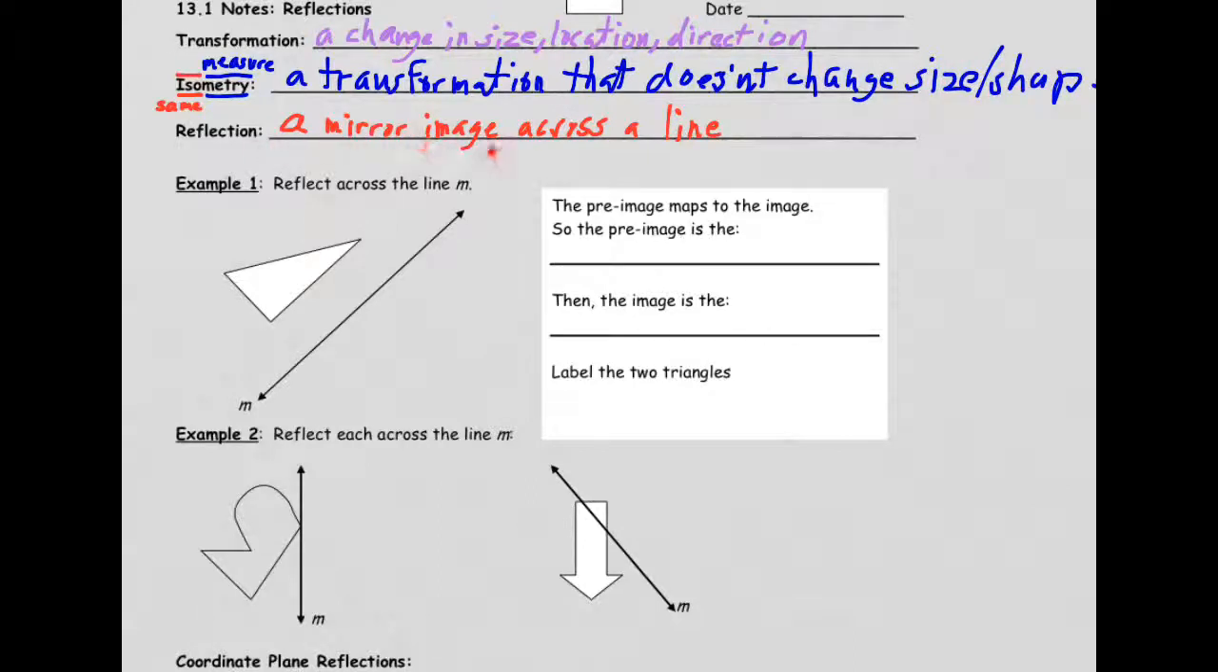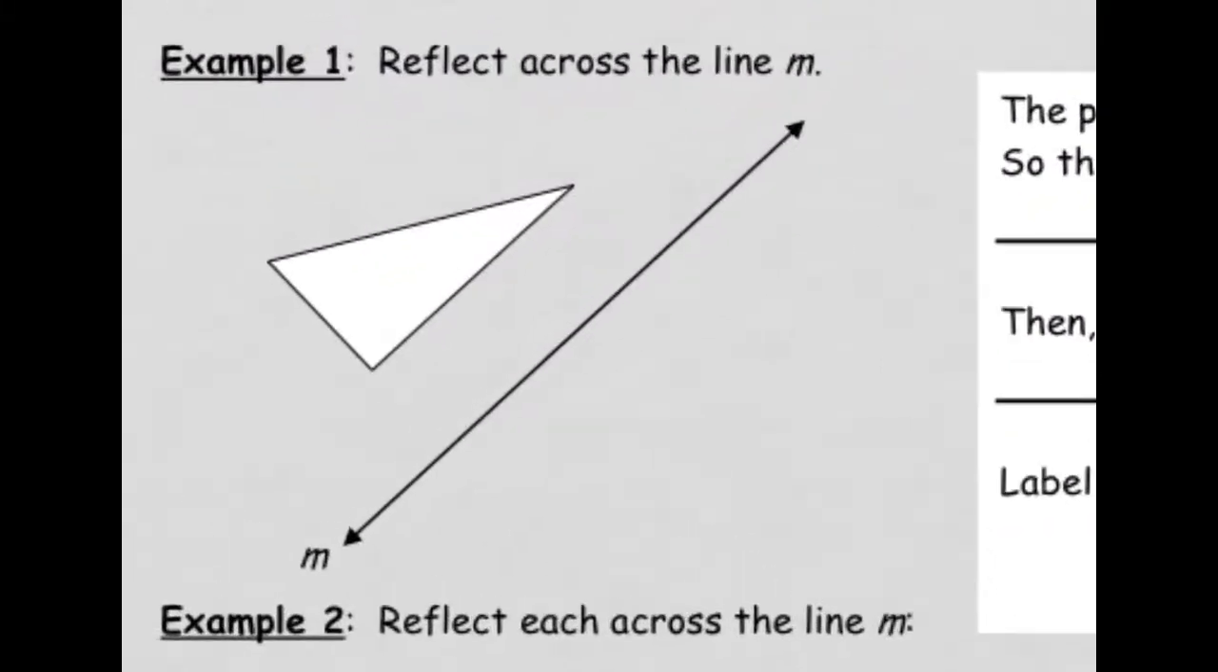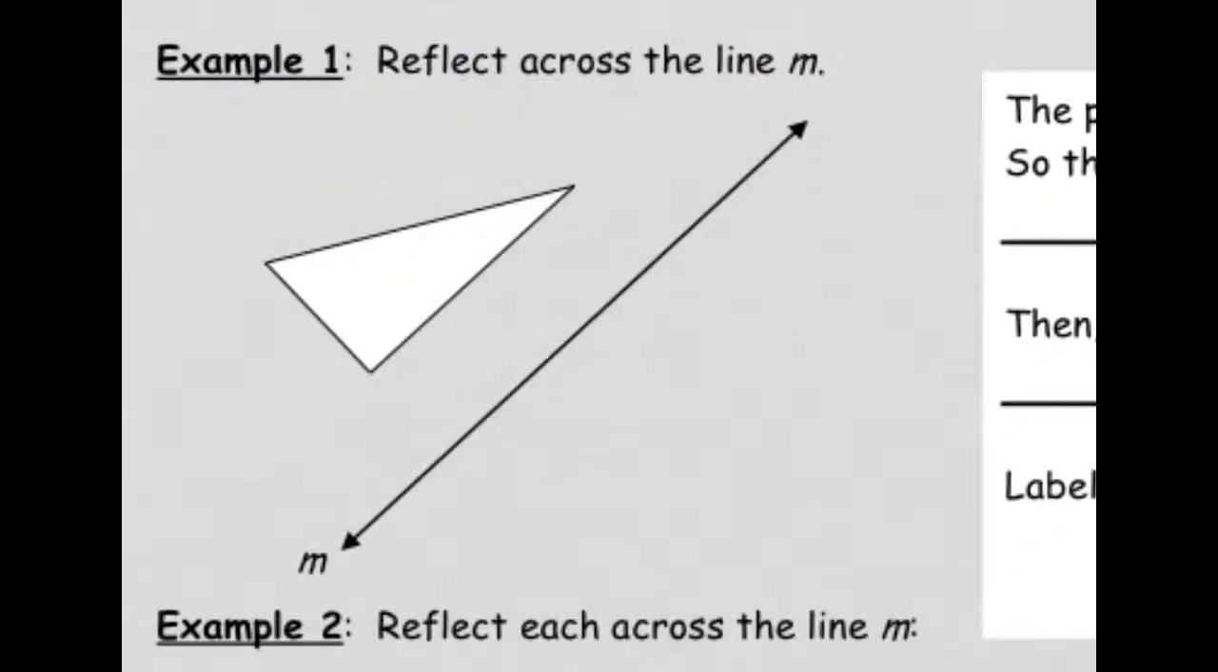And then finally, a reflection is just a mirror image across a line. You guys have seen reflections literally hundreds of thousands of times. Every time you look in a mirror, you see a reflection. So let's take a look at this. Example 1, reflect this image across line M.